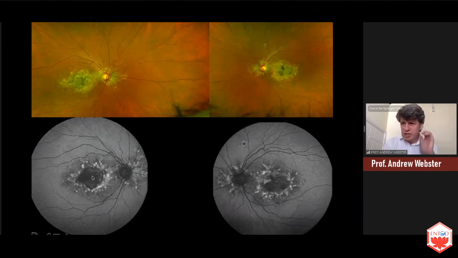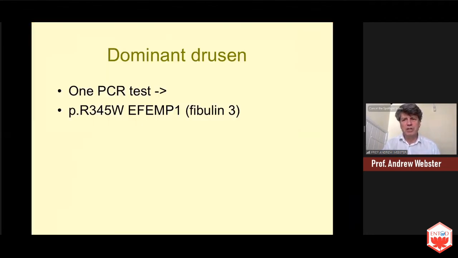So we don't need a whole genome scan to diagnose this case or confirm the diagnosis. We don't even need a gene test. We need a one nucleotide test. There's only one nucleotide that I'm aware of that causes this. And this is dominant Drusen. And this has been published in India too.